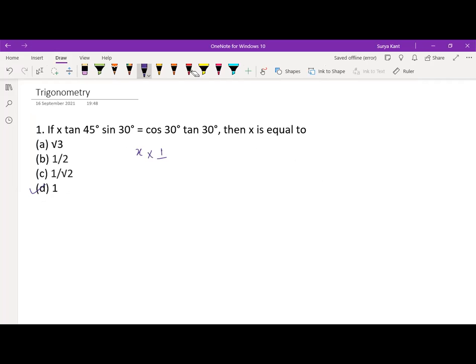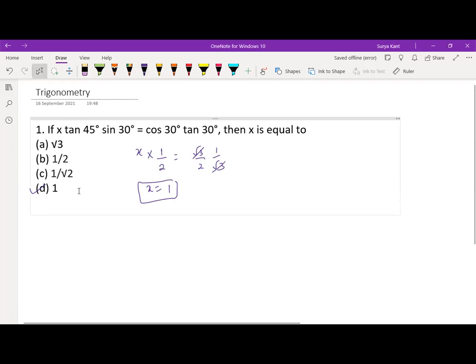Sine 30 is 1 by 2. Cos 30 is root 3 by 2. Tan 30 is 1 by root 3. So they cancel, and x is equal to 1, right? Yes, sir. Few questions are really easy. So next question, you just see.